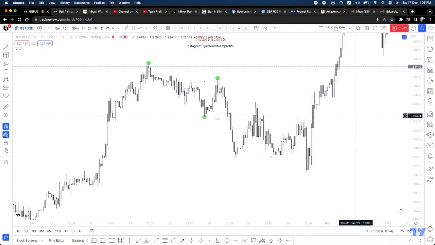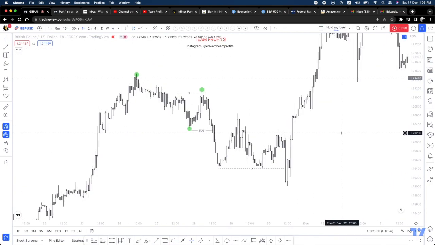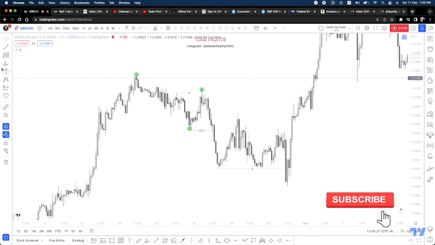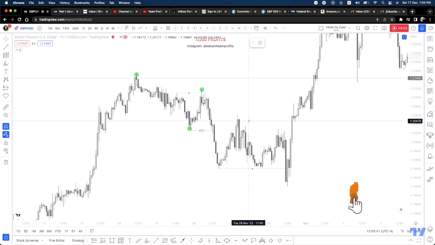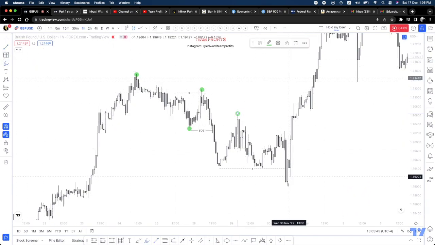It's an inducement. So technically, where is the change of character, if you're looking for the change of character for now? Where is the change of character happening? Because the price now broke this low, does that mean that this is my lower high and now this is my lower low? What does that mean?